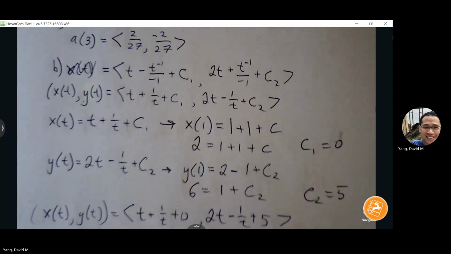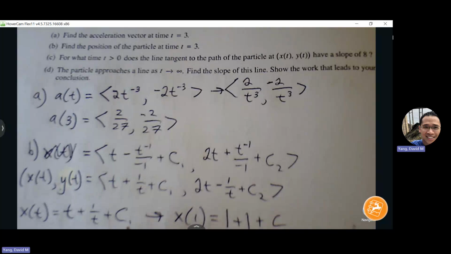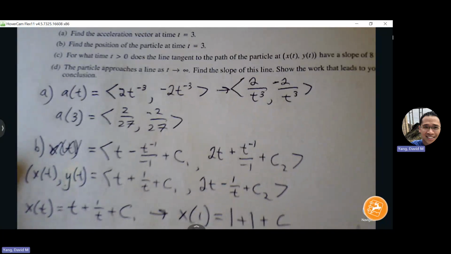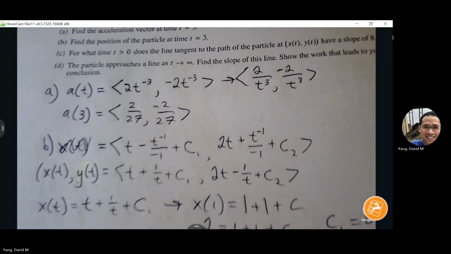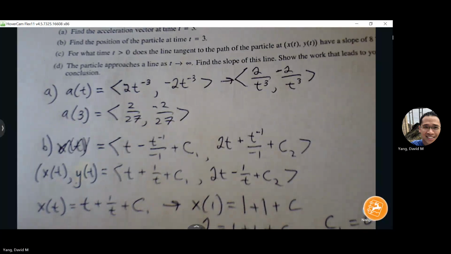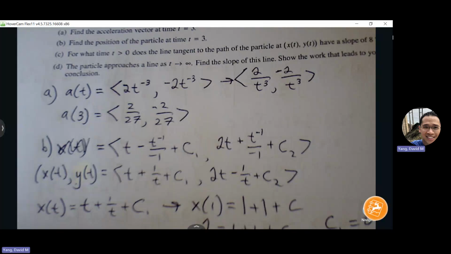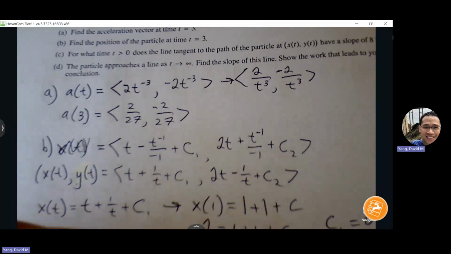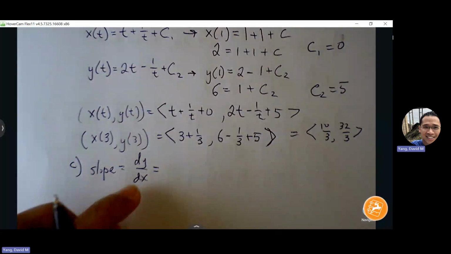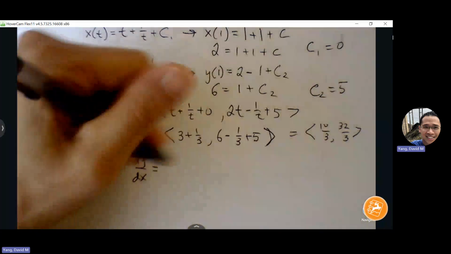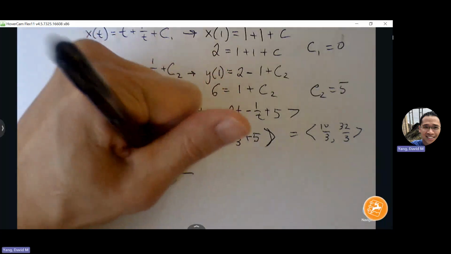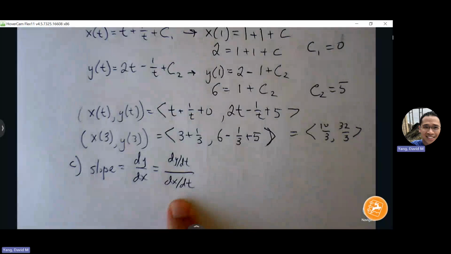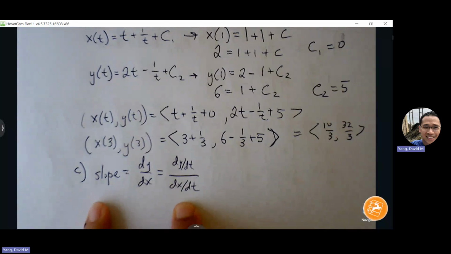Okay, part C. For what time t does the line tangent to the path of the particle have a slope of 8? So, how do we represent slope? dy/dt over dx/dt. Good. So we know slope is normally dy over dx. We can expand that and give it a little more detail, making it in terms of time. We can say dy/dt all over dx/dt. So this is our adapted formula that we can use to help us find what we're looking for.